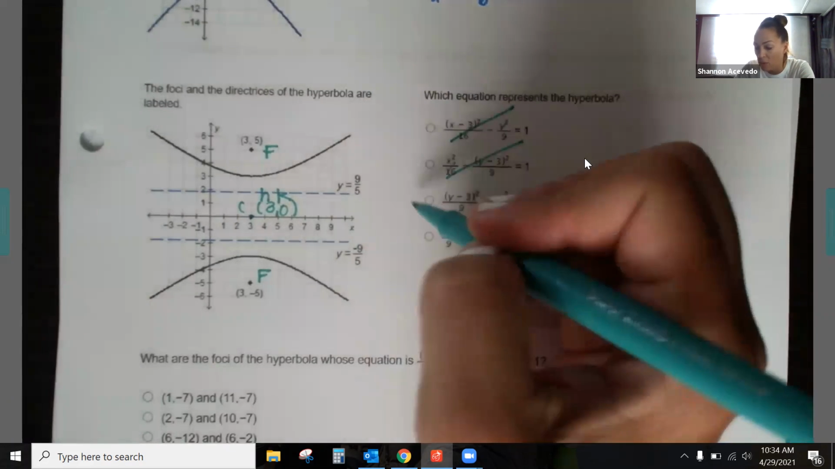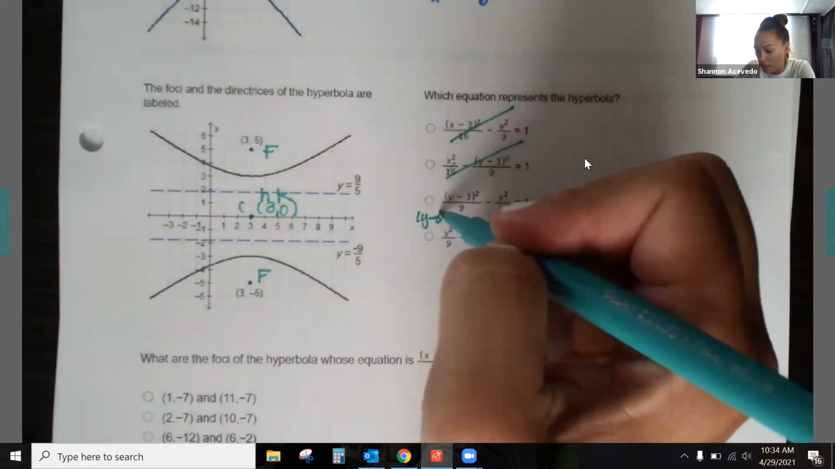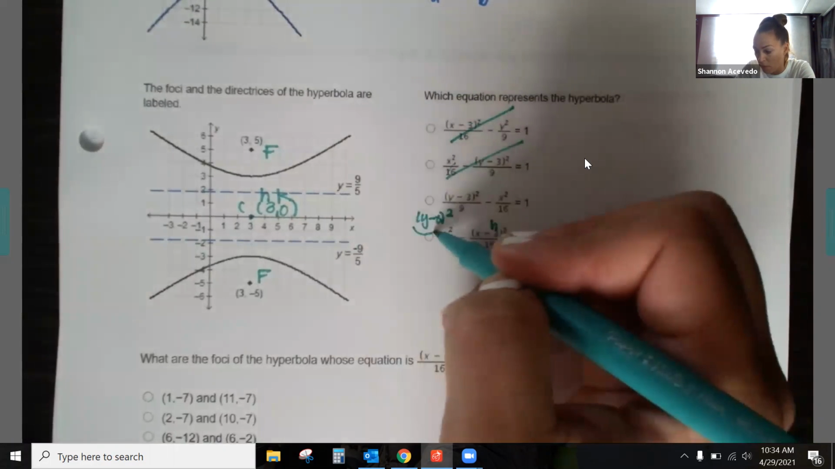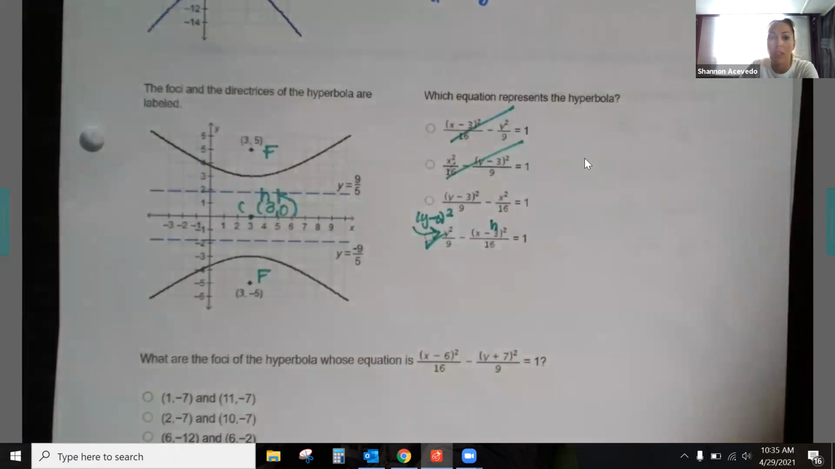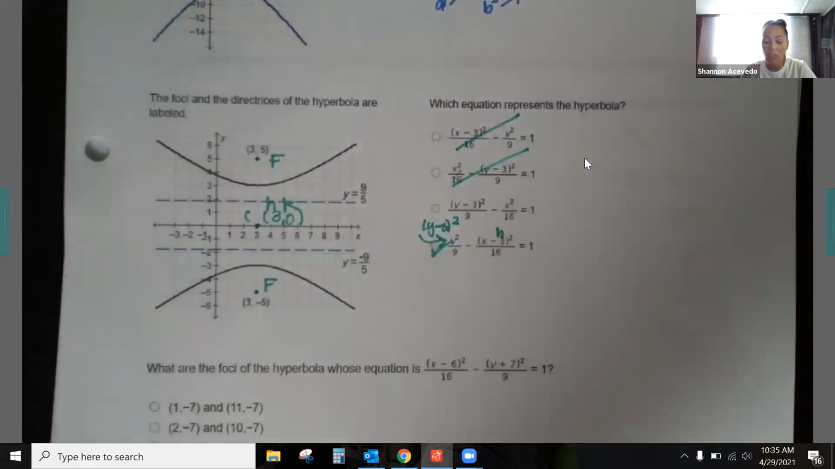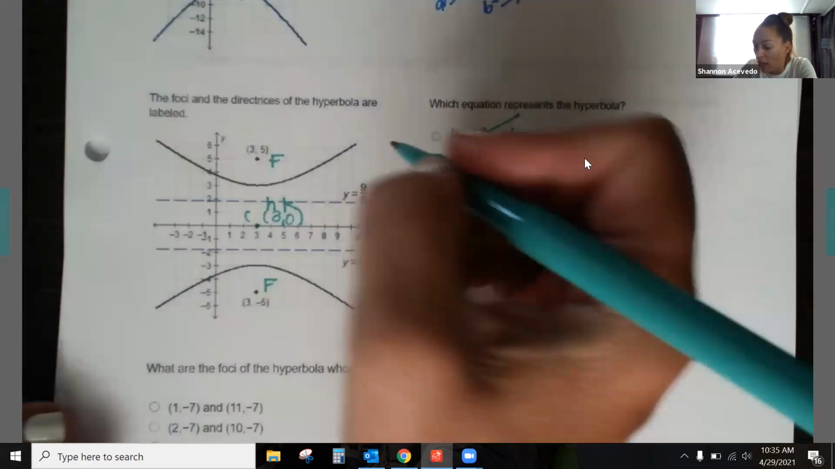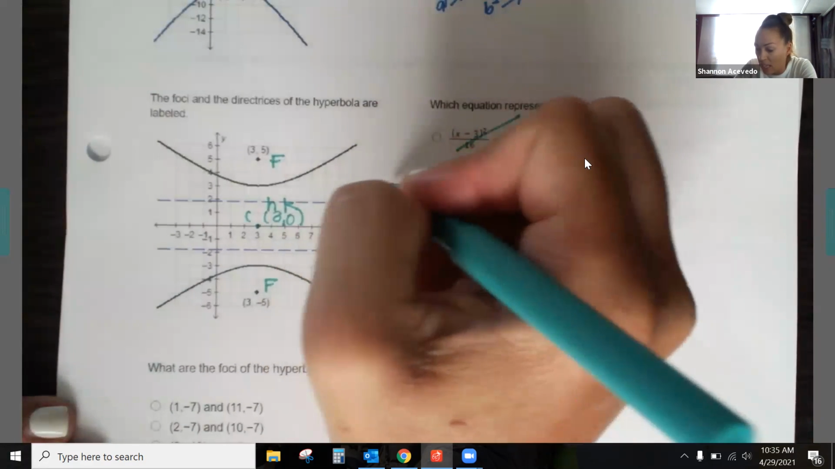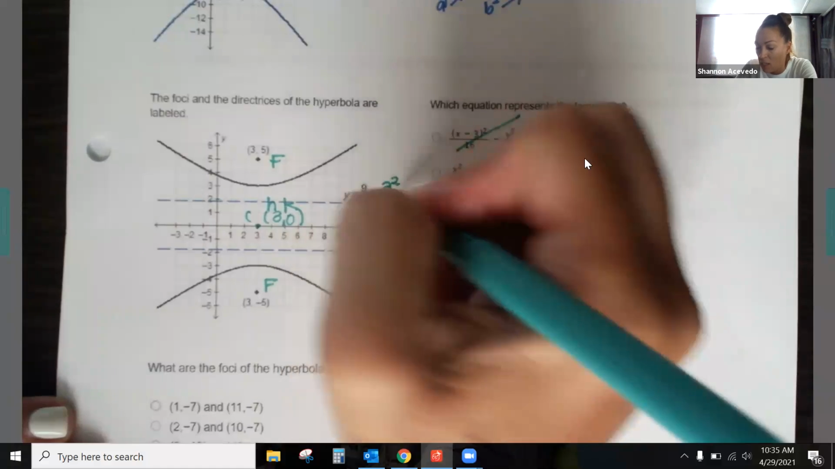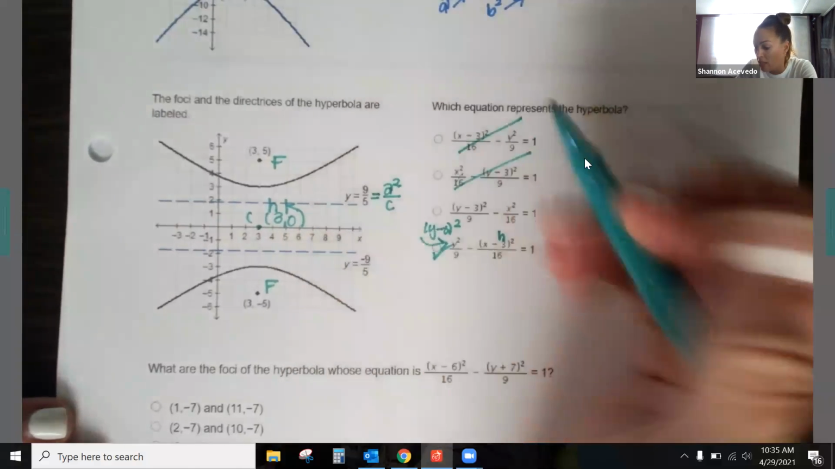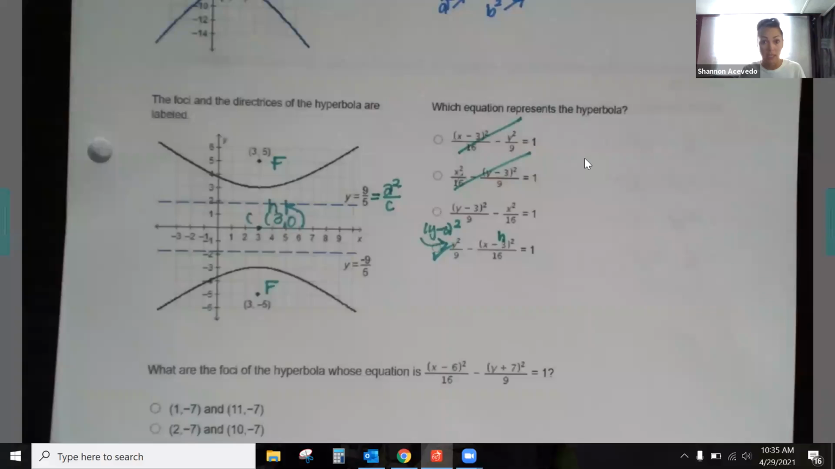My K is 0, so this is the same thing as saying Y minus 0 squared, which is just going to be my Y squared. So I know it's going to be this piece right here. The other things I could look at is, I know that my directrices, this is A squared all over C. So I can see that my A squared is 9, which makes sense, right?